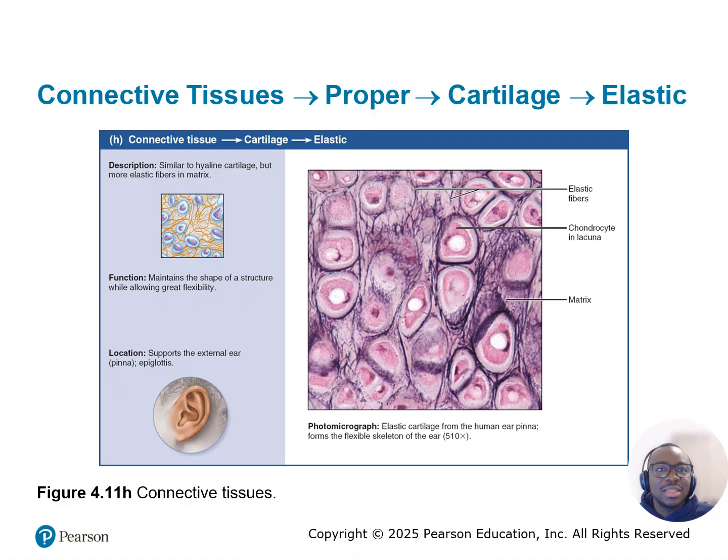Elastic cartilage is similar to hyaline cartilage, with more elastic fibers in its matrix. Its role is to maintain the shape of a structure while allowing great flexibility. It is found in the ear and epiglottis.